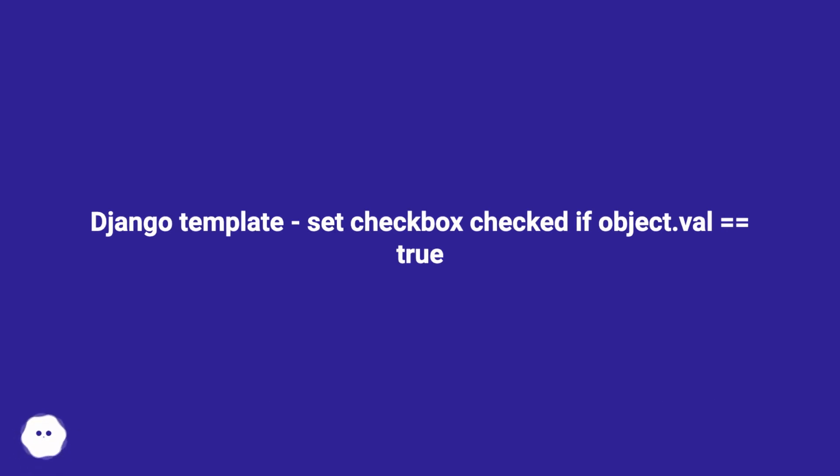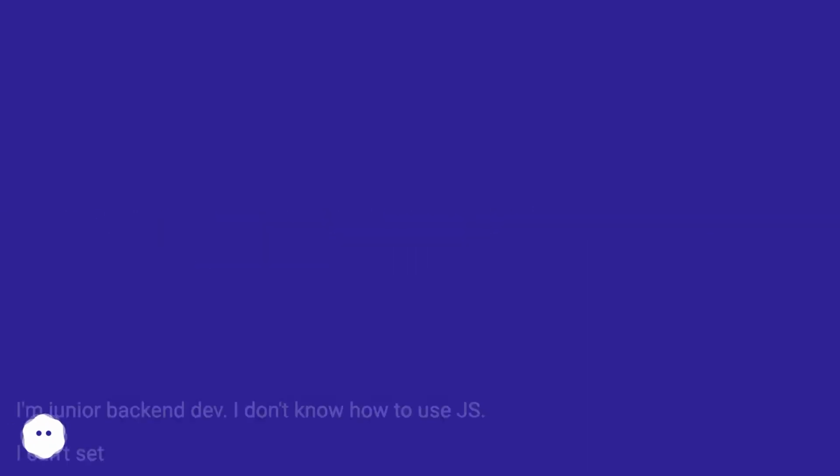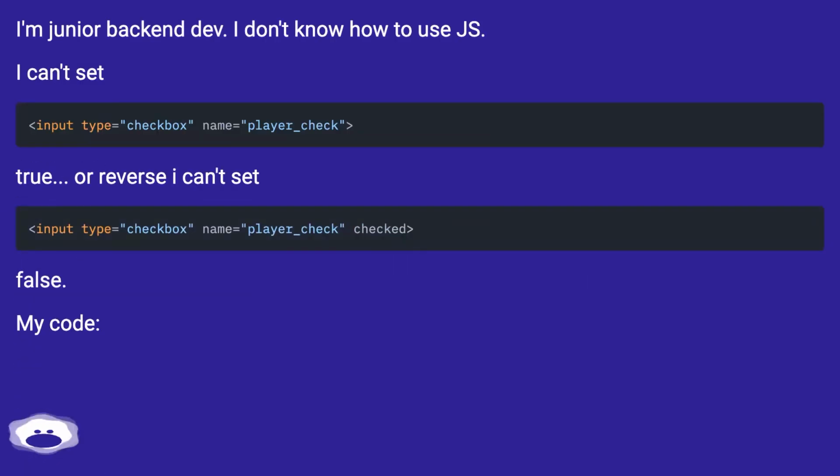Django template, set checkbox checked if Object.Val equals true. I'm a junior backend dev, I don't know how to use JS. I can't set true or reverse, I can't set false. My code.